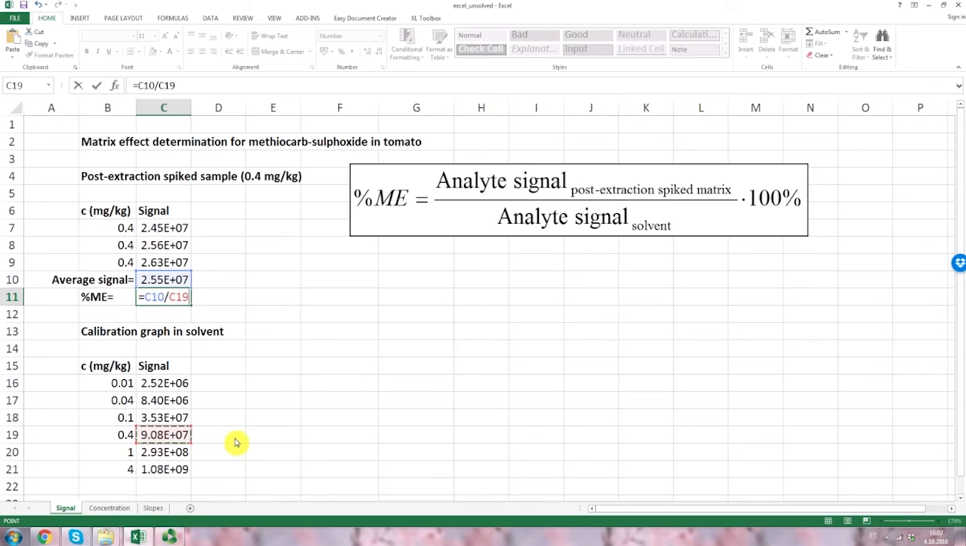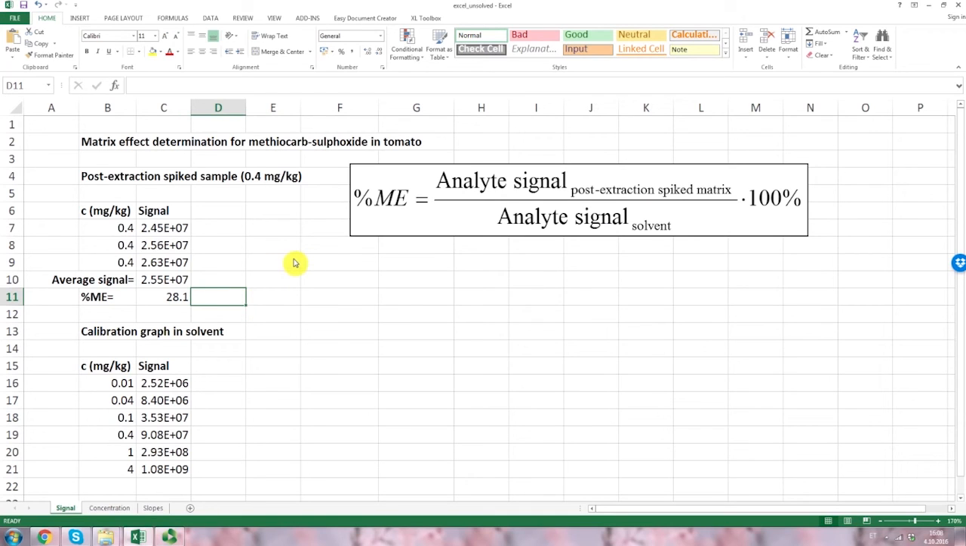And now we obtain the matrix effect in the percentage scale when we multiply it with 100%.